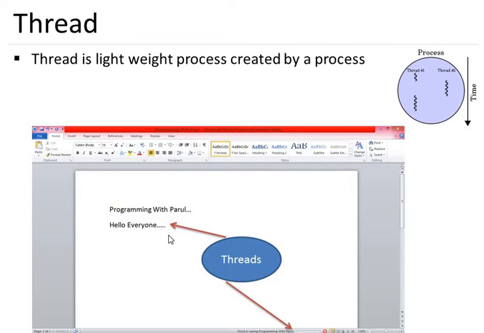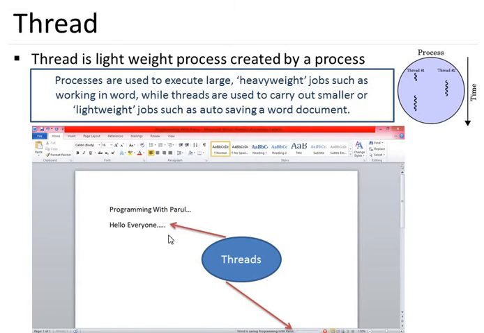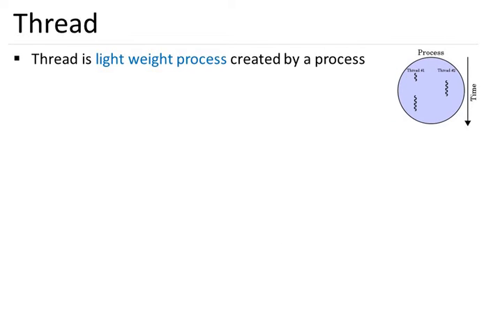So a thread is a lightweight process. They are not actually doing all the tasks, but they are performing part of a particular task, which is the process itself. So processes are used to execute a large, that means a heavyweight job, such as working in Word, while threads are used to carry out smaller or lightweight jobs such as auto saving a Word document. So a thread is a lightweight process created by a process.